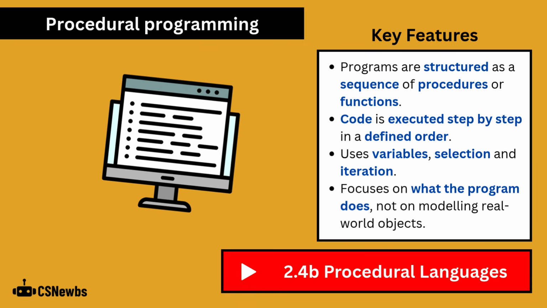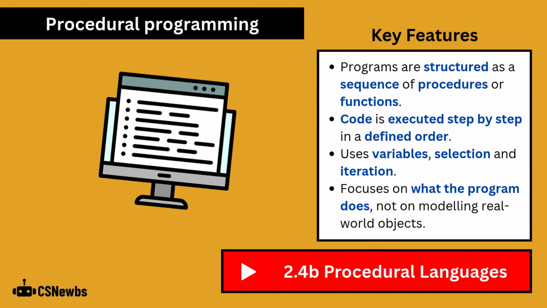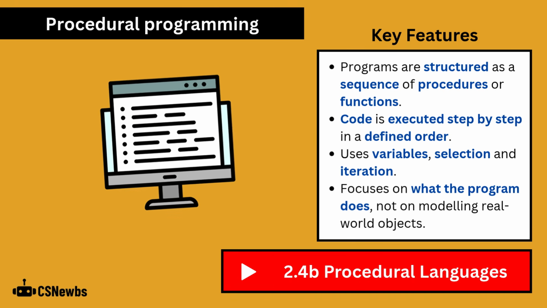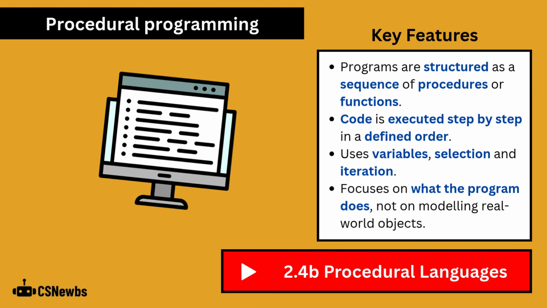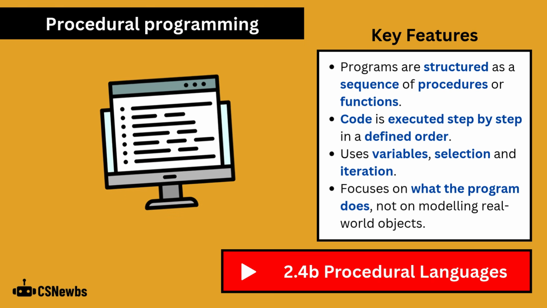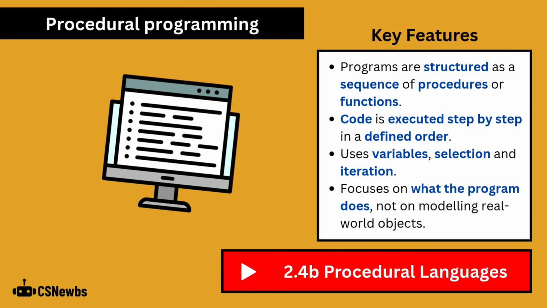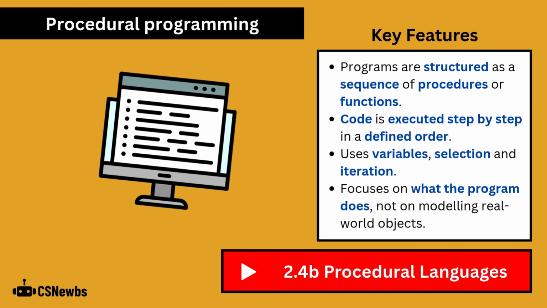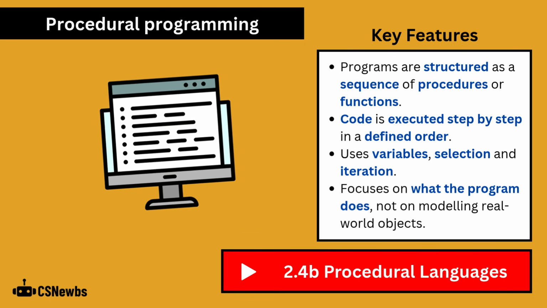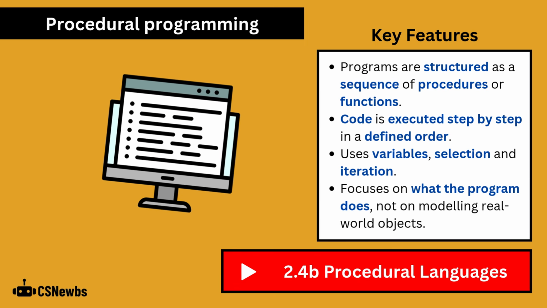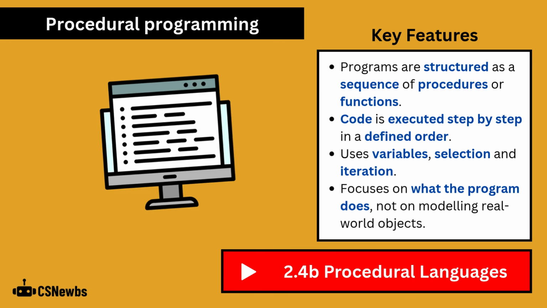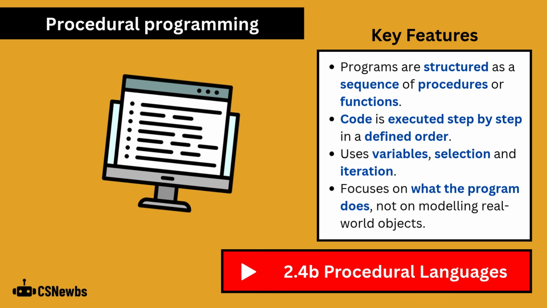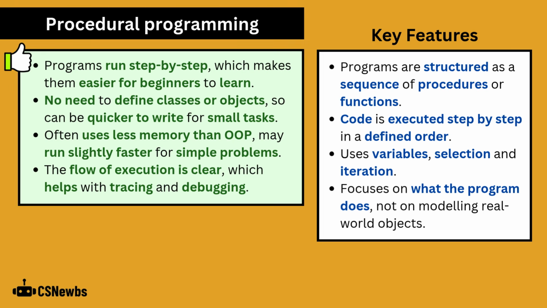With procedural programming, programs are structured as a sequence of procedures or functions. Code is executed step by step in a defined order. It uses variables, selection, and iteration, and it focuses on what the program does, not on modeling real world objects. Examples of procedural programming languages include Python, C, and BASIC. The next video, for topic 2.4b, looks at how procedural programming will be used in the OCR A-level exam and about writing Python code.